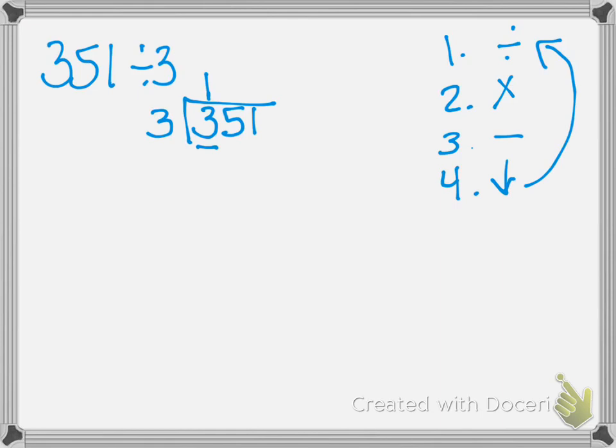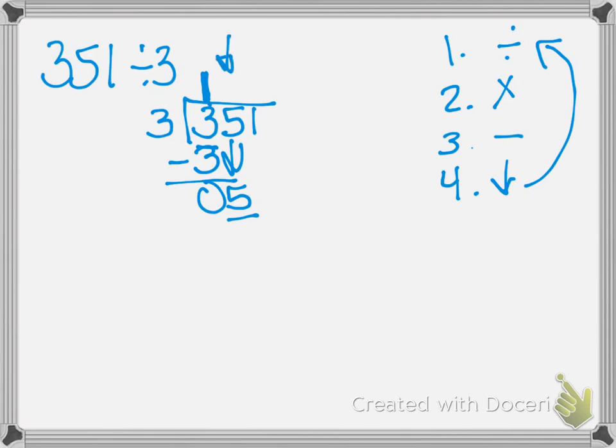So now we're on multiply. The number that we just wrote times the divisor. 1 times 3 is 3. Now we're on subtract, bring down, and now we're back up to divide. 5 divided by 3. Now 3 is not going to go into 5 perfectly. So what you want to think is how many times can it go in, and we may have a little bit left over.